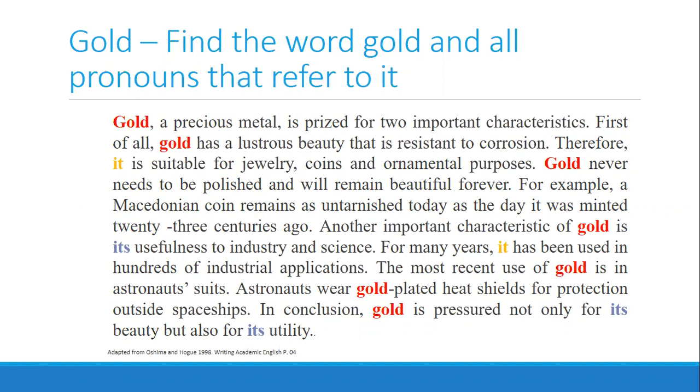So the word gold has been used 7 times. The pronoun it has been used twice and the pronoun its has been used 3 times. If there are students who counted this as well as a pronoun, here actually it means the Macedonian coin and not gold, right? I told you to look for the word gold and the pronouns that refer to gold only. So the word gold has been repeated 7 times, the pronoun it twice, and the pronoun its 3 times, right? So as you can see, fearlessly the writer has repeated the main noun, the key noun whenever it was appropriate.